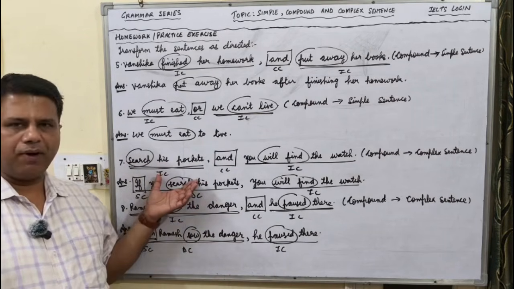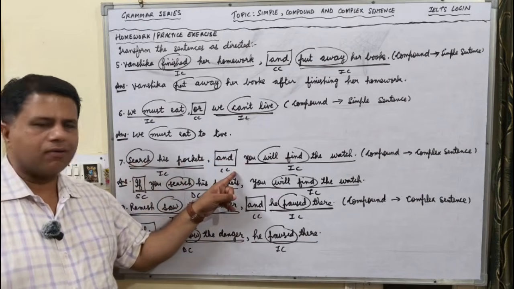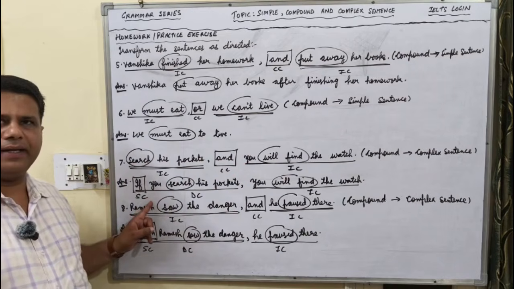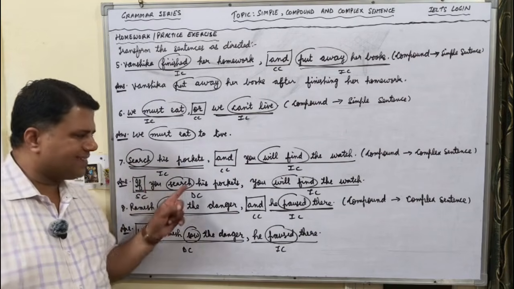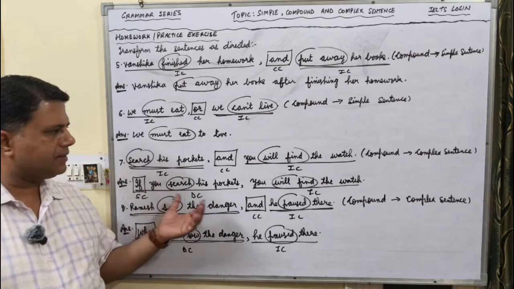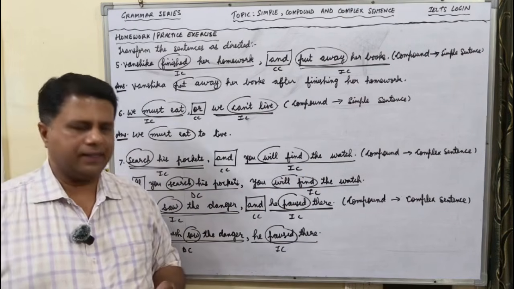Now next, from compound to complex. Search his pockets and you will find the watch. This is a coordinating conjunction. Instead of a coordinating conjunction, let's have a subordinating conjunction. If you search his pockets, this is a dependent clause. "If" is a subordinating conjunction, you will find the watch. So this is a complex sentence.